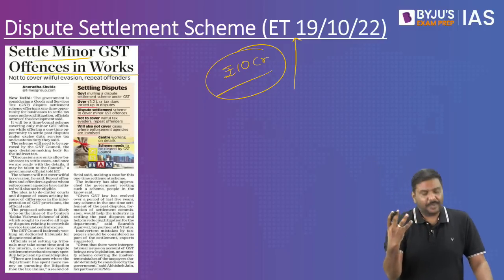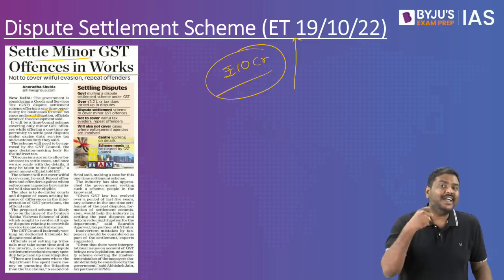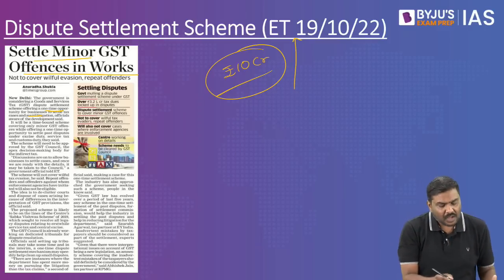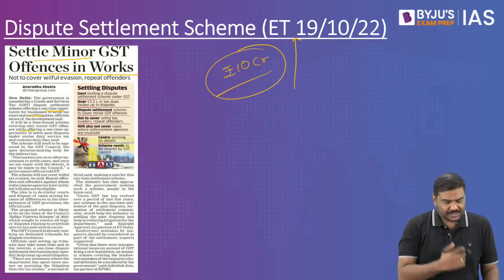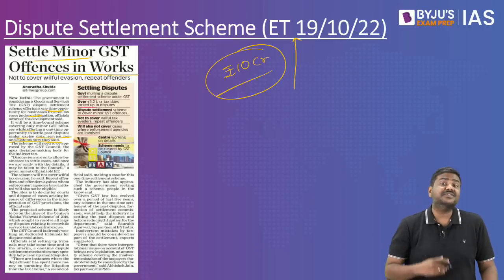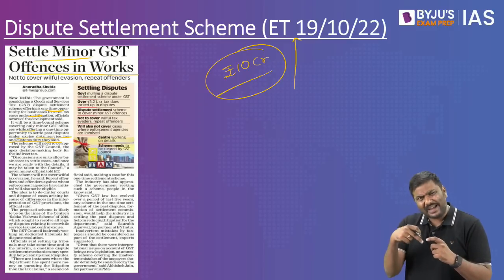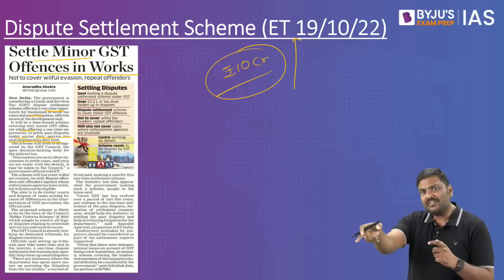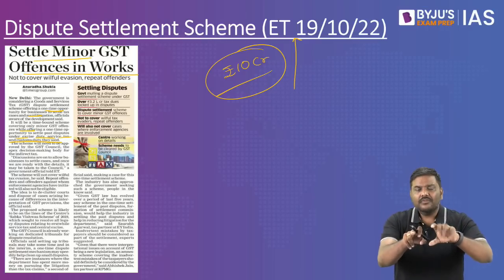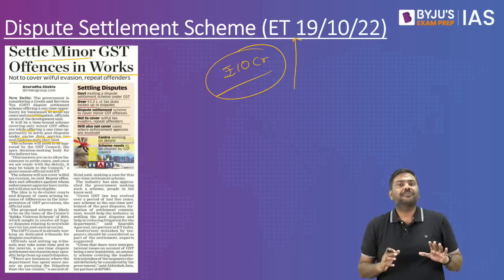What kind of taxes would be covered here? Basically, the government says under this particular time-bound dispute resolution mechanism, or dispute settlement mechanism, we are going to cover minor offenses including excise duty, service tax and customs duty. If there is any dispute regarding that, or any minor offense has been committed which they have appealed against, which is pending in the court, in such cases, we will introduce a dispute settlement mechanism, a one-time dispute settlement.